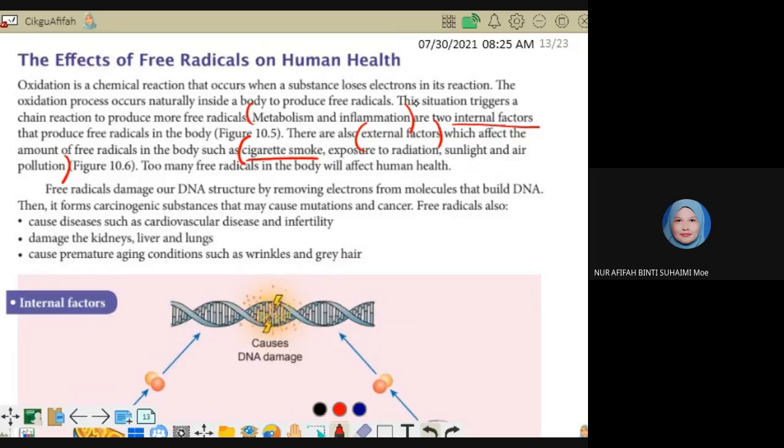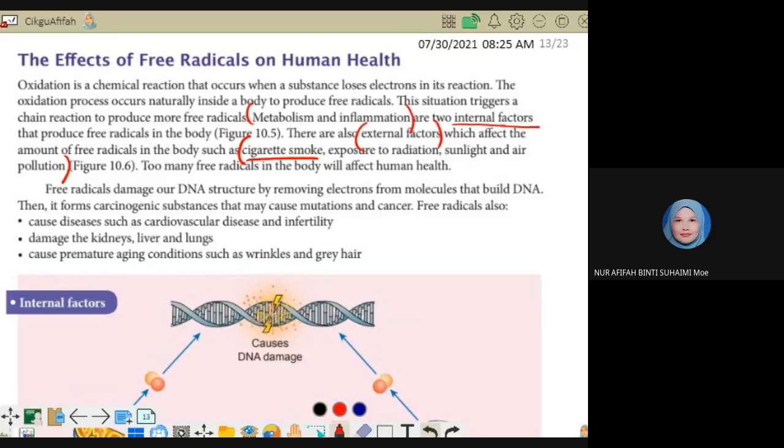First production is internal factor. Dalam badan you sendiri dah ada banyak free radical. Lepas tu tambah lagi dengan external factor. Contohnya exposure to the air pollution, to the sunlight. Keluar sahaja rumah, kena cahaya matahari. So free radical akan produce inside our body. So lagi banyak dah free radicals.